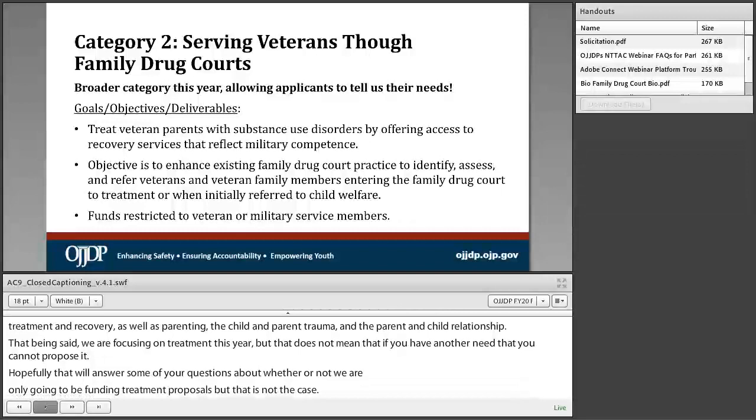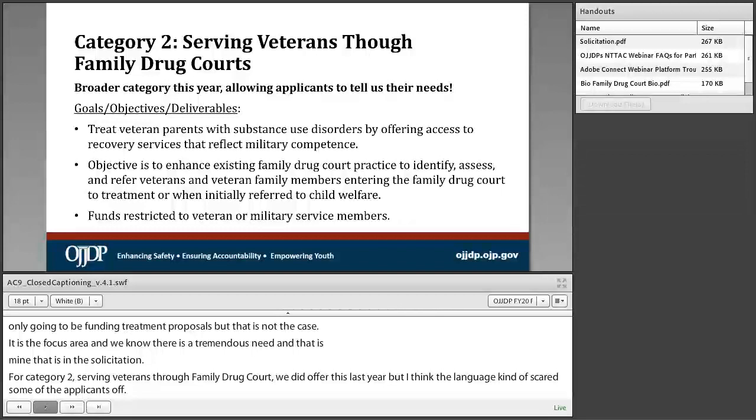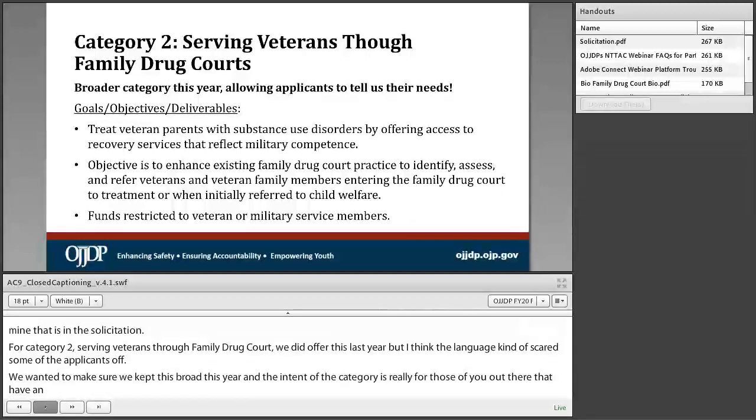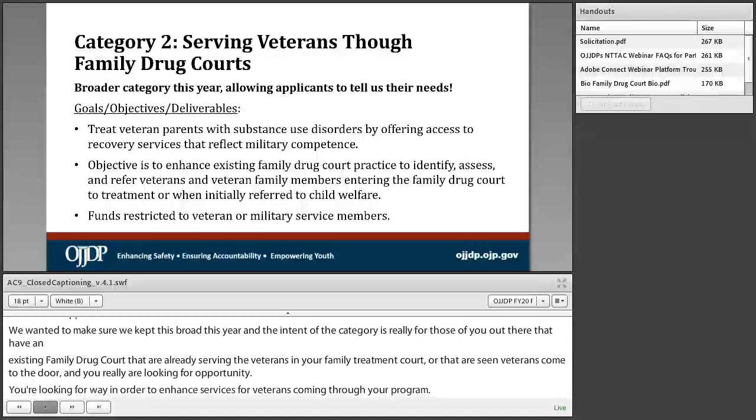For Category 2, serving veterans through family drug courts, we did, as I said, offer this last year, but I think the language kind of scared some applicants off, and we wanted to make sure that we kept it broad this year. The intent of this category is really for those of you who have an existing family drug court that are already serving veterans, or you're seeing veterans come in through the door, and you are looking for a way to enhance the services for the veterans coming through your program. So you tell us what your needs are when serving veterans in your program, and what strategies you would like to employ to enhance services for the veterans in your family treatment courts.